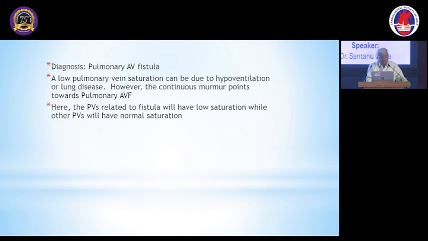Sir, pulmonary AV fistula. This is a classical pulmonary AV fistula. So don't put in unroofed coronary sinus. Unroofed coronary sinus is not the answer in all cases.